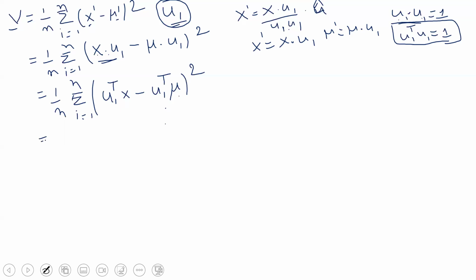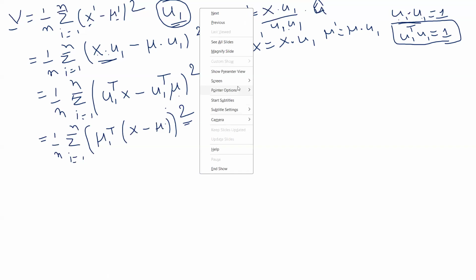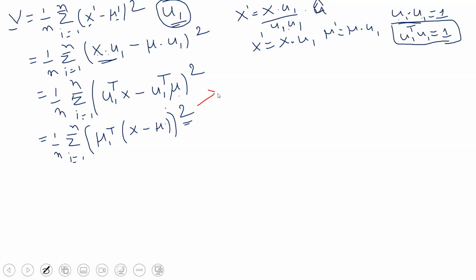So what I'll do next is take the u1 transpose outside: i equals 1 to n, (u1 transpose into x minus mu) whole square. Now this is what I do have, right? So this can be written like this. I'm converting this square into multiple matrices. Just observe this notation, this is the major important thing. Now I'm converting it this way.